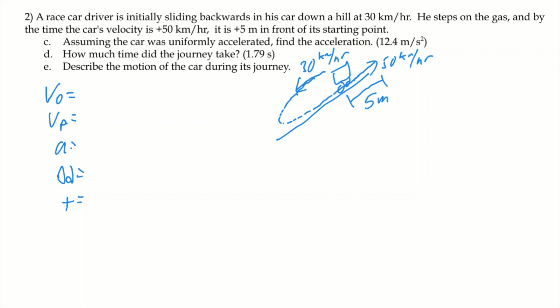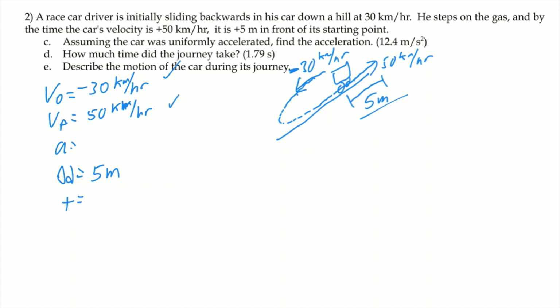So our givens are fairly obvious here. We have 30 kilometers per hour. Now we are going downhill, so we're going to make that a negative number: negative 30 kilometers per hour. And then going upward, we're moving at positive 50 kilometers per hour. And the last thing, the displacement, is 5 meters. So there are our three givens.